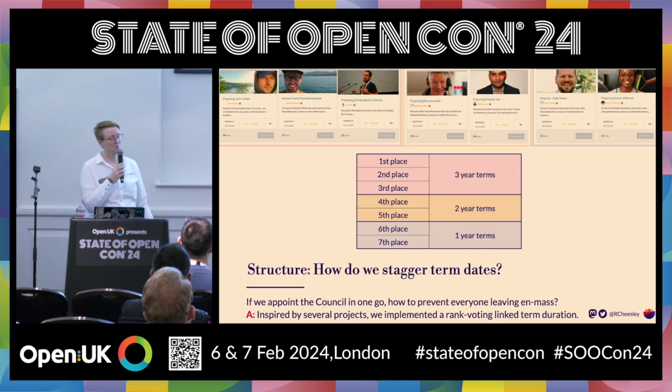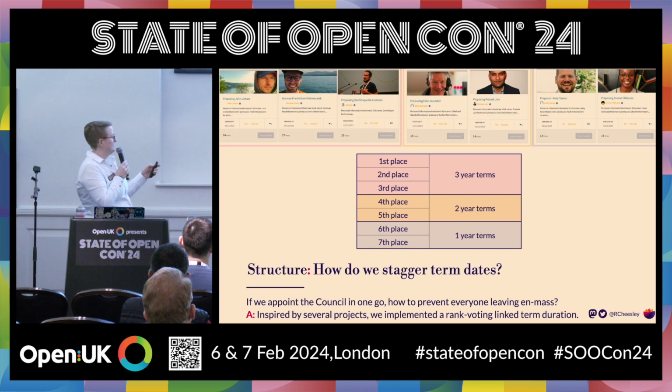We were also worrying, if we nominate everyone and elect them all at once, how are we going to make sure they don't all leave at once? This was inspiration from the Python Software Foundation. We had an election, and we said the people with the top 3 numbers of votes get 3 years, the next 2 get 2 years, the next 2 get 1 year.